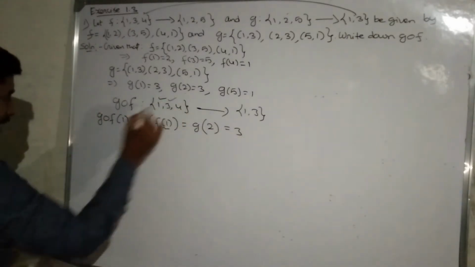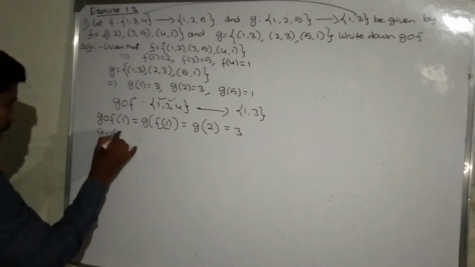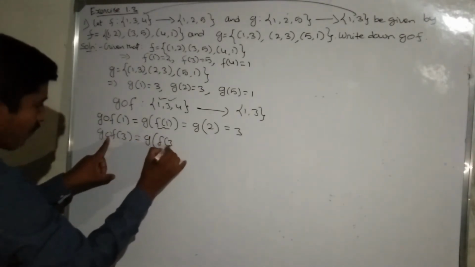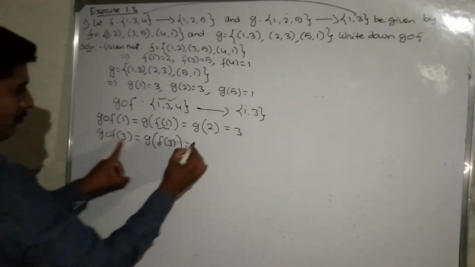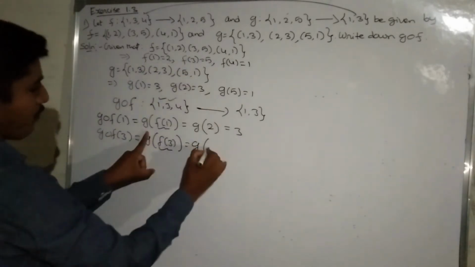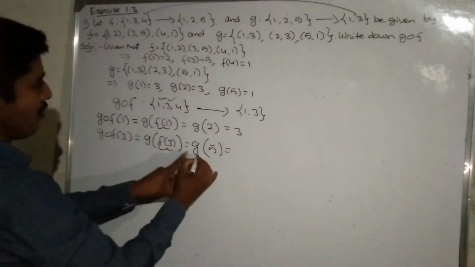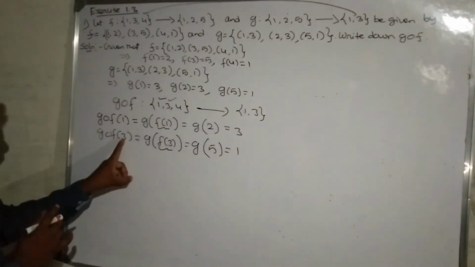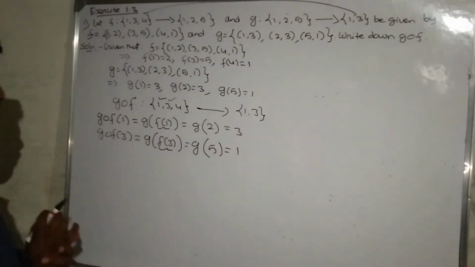Next, second element 3 I am taking. Gof of 3 defined as g of f of 3. Here g of, substitute f of 3 value. Here we have f of 3 equal to 5. G of 5 equal to 1. 3 pre-image element, 1 image element.